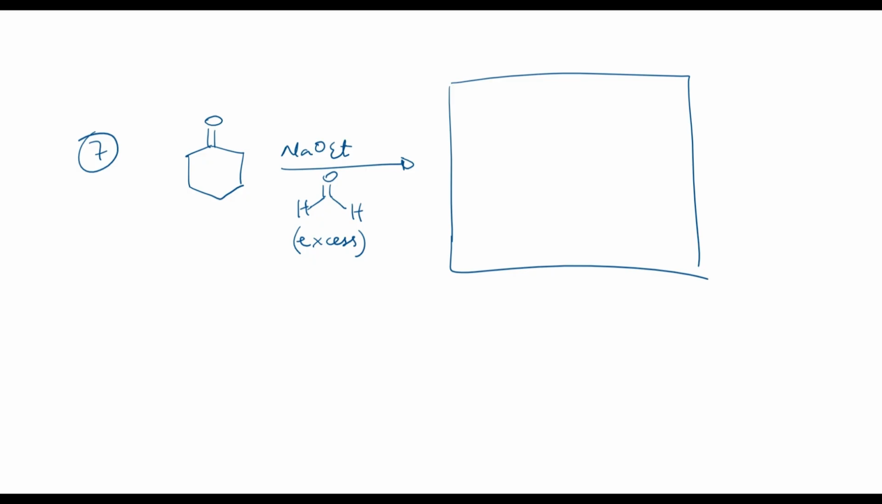To provide the product of this reaction, we need to identify what type of reaction is taking place here. Since we have two carbonyl compounds reacting with each other under basic conditions, this reaction is an Aldol condensation. And in an Aldol condensation, the base is going to deprotonate the alpha carbon of the ketone. Here, the ketone is our nucleophile, and formaldehyde will be the electrophile.